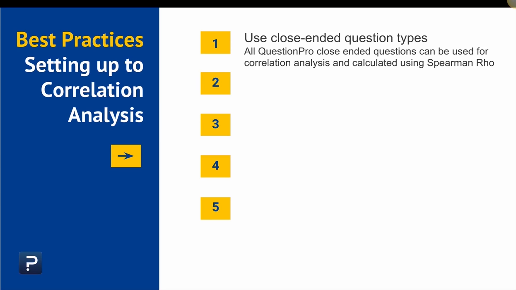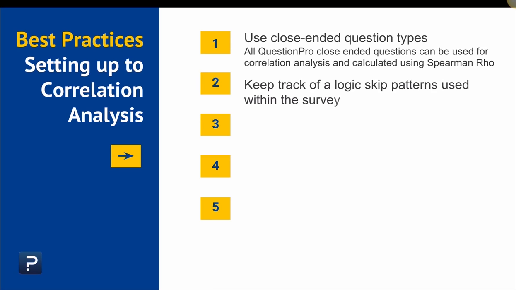But the easiest thing to do, if you want to keep that in mind and make this an easy process for you, is to create closed-ended question types. All the question types that are closed-ended can be supported and used for correlation analysis and calculated using Spearman-Rowe.